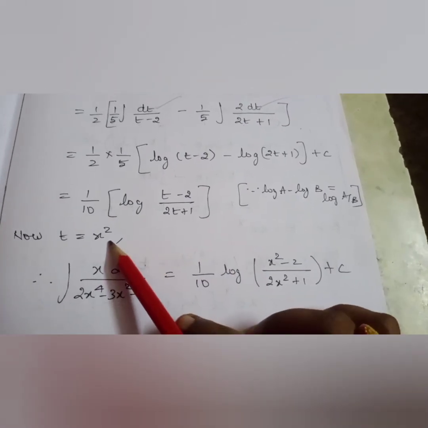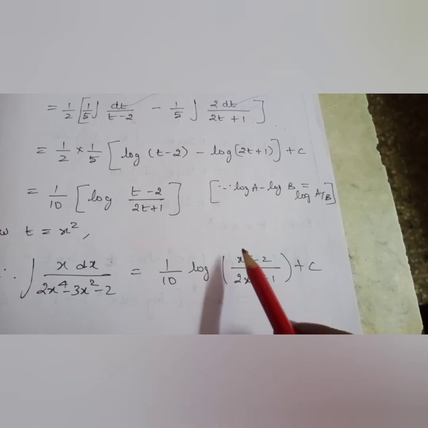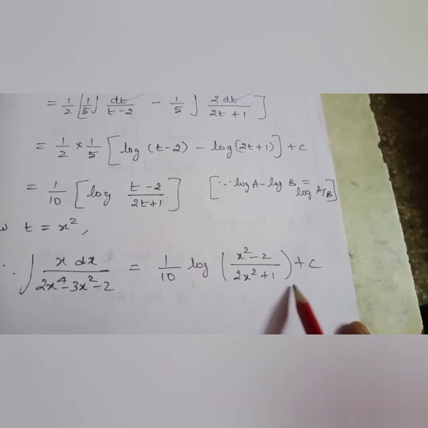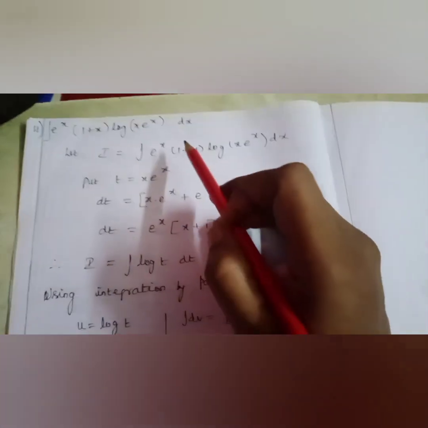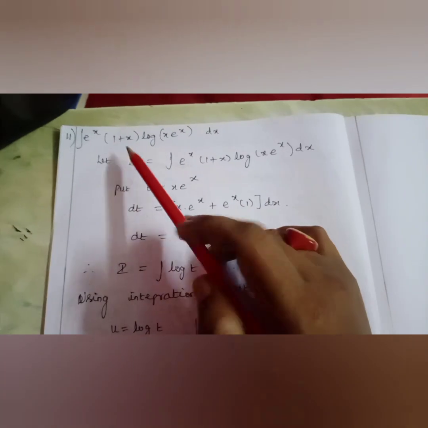And finally, what is t? It is x square. So substituting back, I am getting 1 by 10 log of x square minus 2 divided by 2x square plus 1 plus c. Now we will see one more sum, the last sum, the 11th sum, and we will see the rest of the sums in the next class. We will continue with the same exercise only.